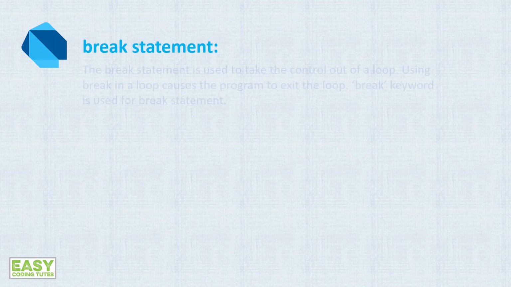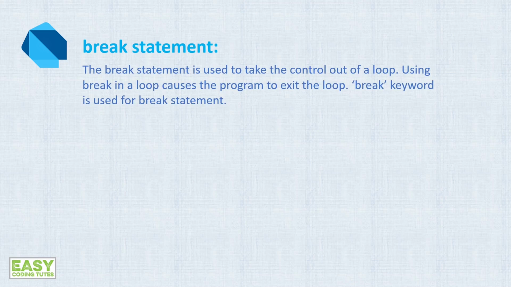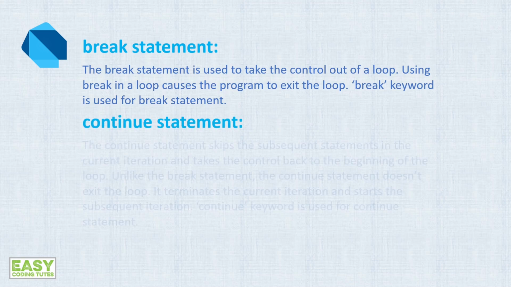The first one is the break statement, which is used to take the control out of the loop. Using break in a loop causes the program to exit the loop, and the break keyword is used for the break statement. And the second one is the continue statement.